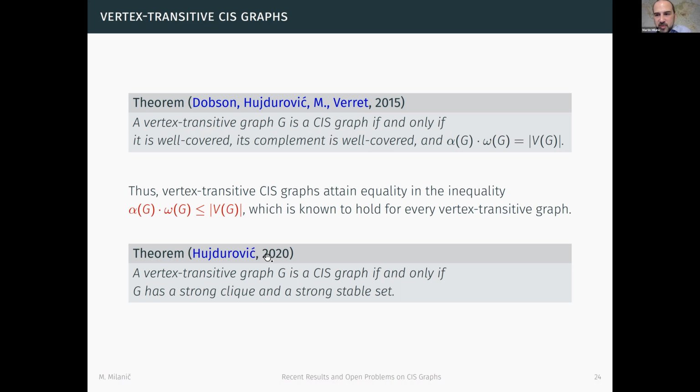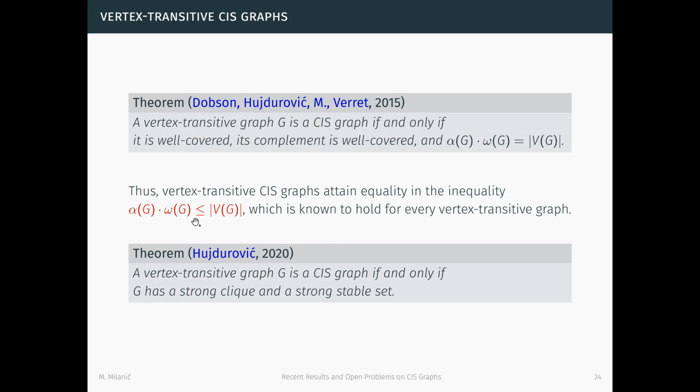Also, there is another more recent result from this year. Actually, it's a really nice paper on vertex transitive graphs and their strong cliques, by Hujdurović, showing that a vertex transitive graph is CIS if and only if it has a strong clique and a strong stable set. So already one strong clique and one strong stable set are enough so that all maximal cliques are strong and all maximal stable sets are strong.